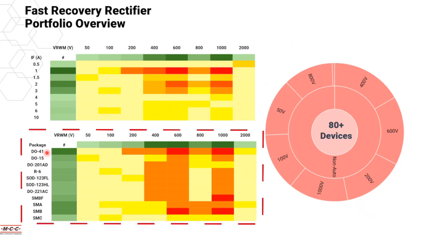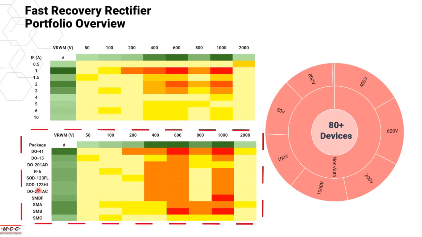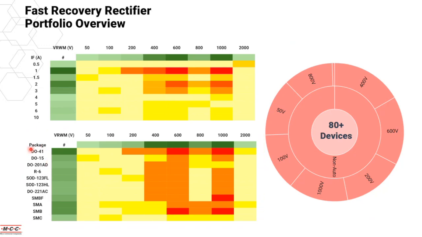In terms of packages, these are the packages offered. We have SMA, B, and C. We also have the small packages as well as the XL leaded packages. And this is basically the 400 volts up to 1000 volts of devices that we offer in varieties of packages.